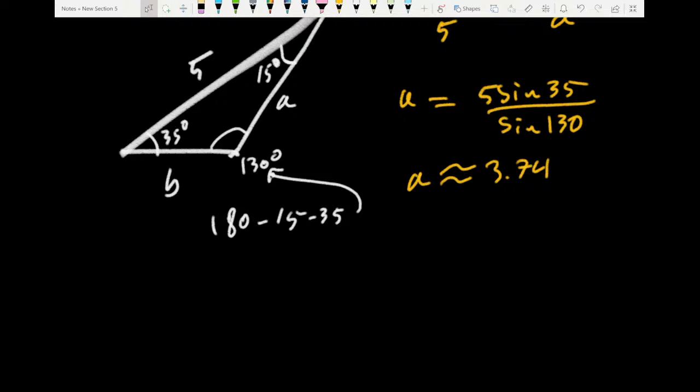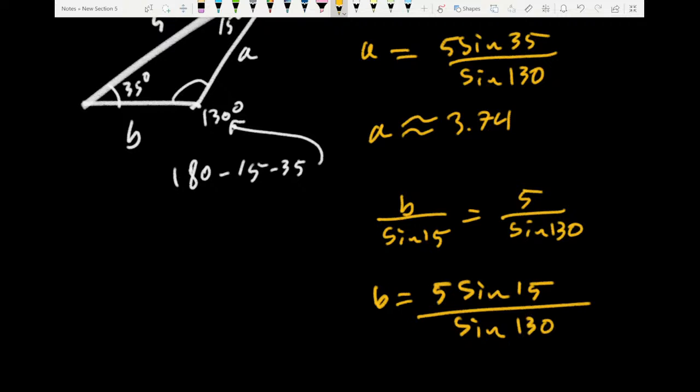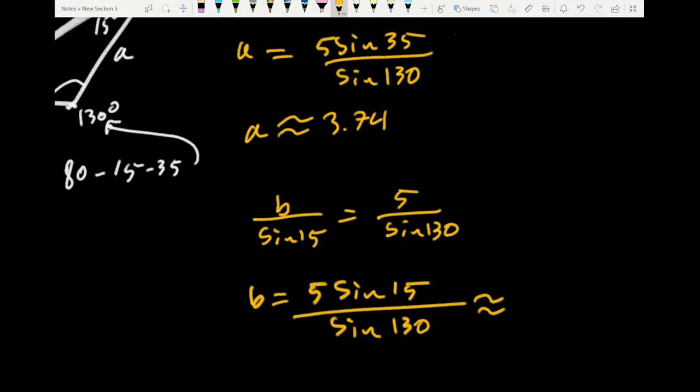Now, what about the other one? Let me write it this way: B over sine of 15 equals 5 over sine of 130. And you will get the same answer too. So this is a little bit easier because I have to do less cross multiplication. And B approximately will equal 1.69.